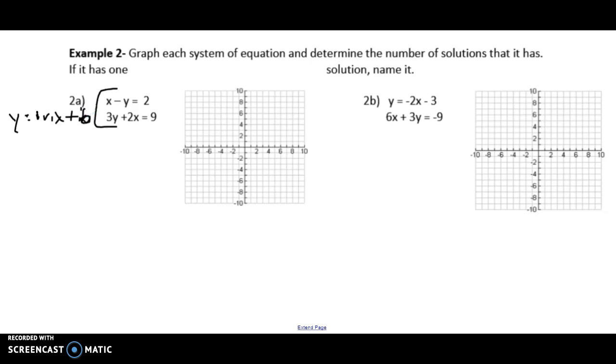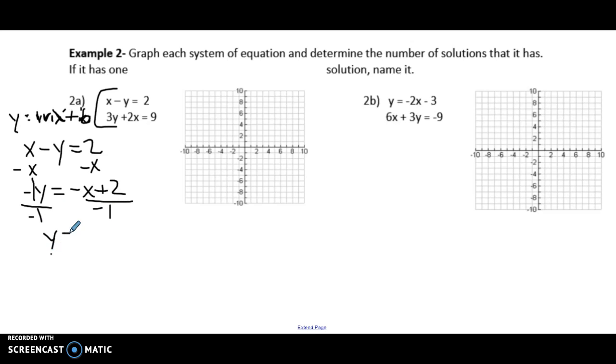If I can get my pen to work, that'd be cool. All right, I want them in y equals mx plus b form. So if I have x minus y equals 2, I want to get y by itself. I'm going to subtract x from both sides, and end up with negative y equals negative x plus 2. Now to get y by itself, I need to get rid of that negative 1 that's hanging out in front of that y. I'm going to divide both sides by negative 1.